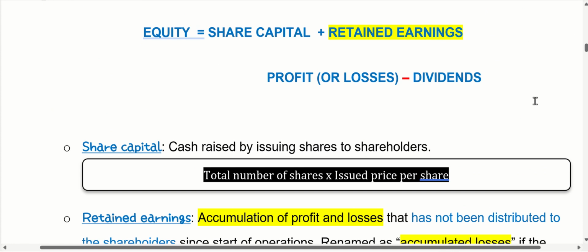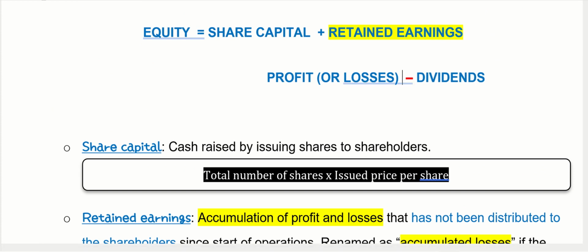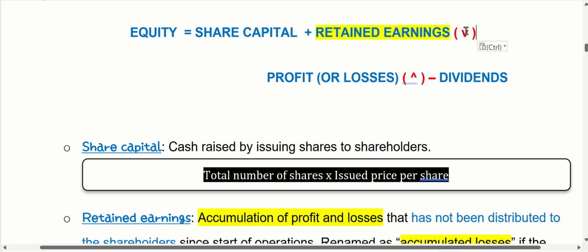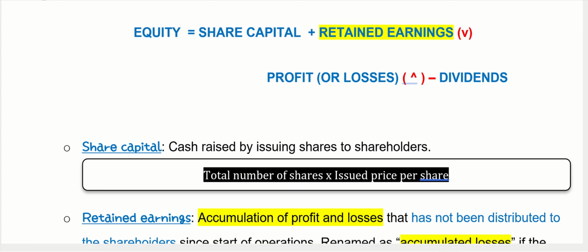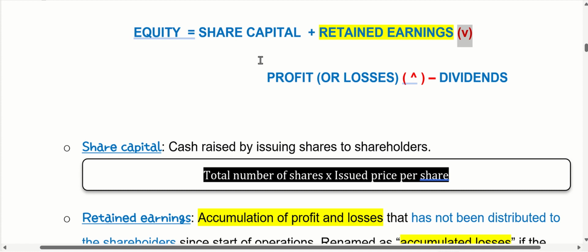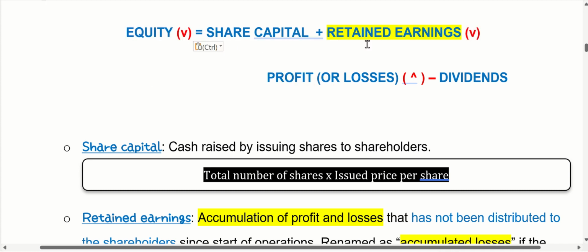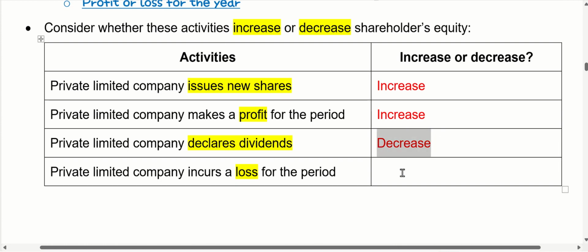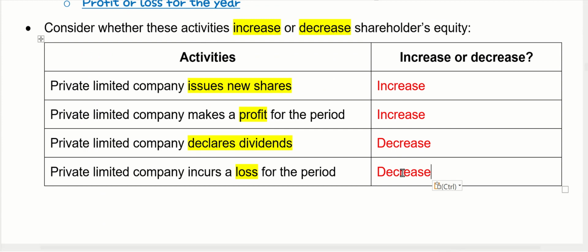Now, losses are negative. So when there is more loss, it's again a negative amount. Retained earnings go down. It's an inverse relationship, same as dividends. So more losses equals lesser retained earnings equals lesser equity. So when your private limited company incurs a loss for the period, shareholders' equity also goes down, decreases.